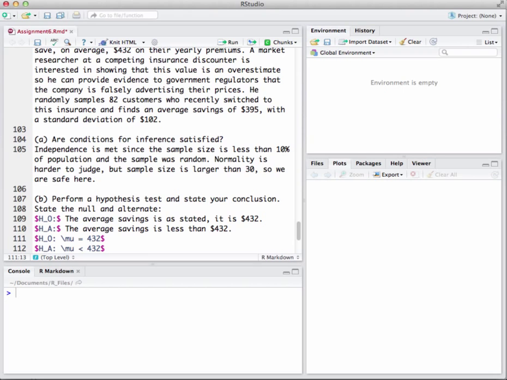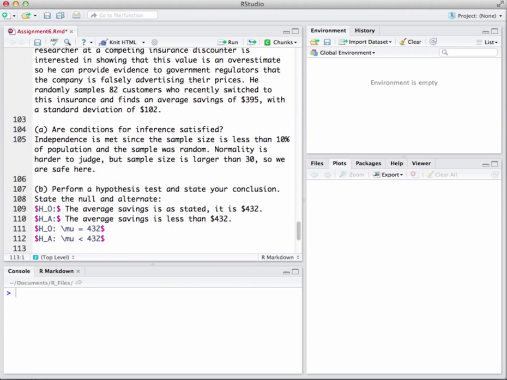So the way you do that is you put a / and a dollar sign together, and that'll give you the dollar sign, okay? But let's just leave it off and make our life easy. Don't worry about it, because when you state the null and alternate symbolically, the units typically aren't included anyway. Okay, so that's part one, state the null and the alternate.